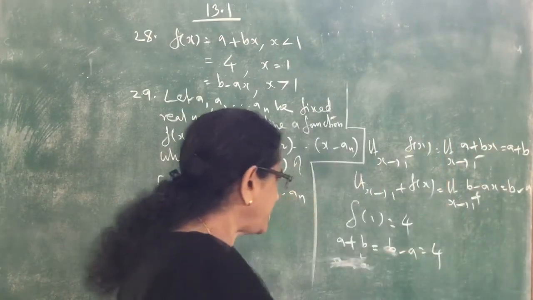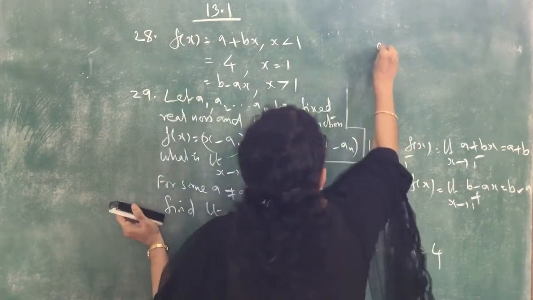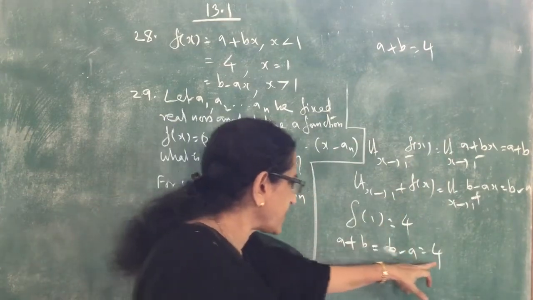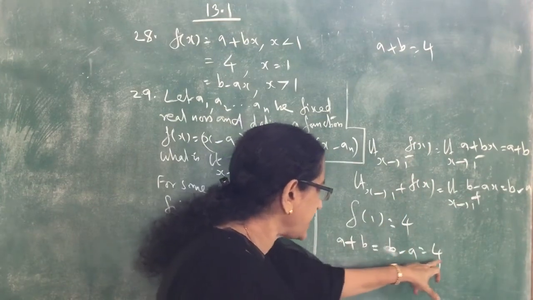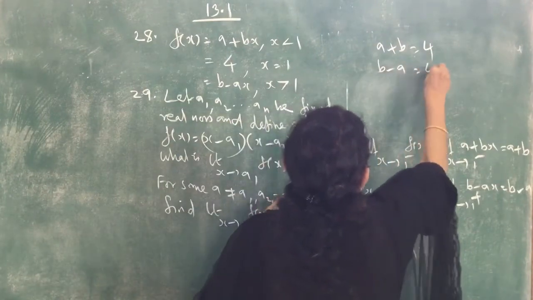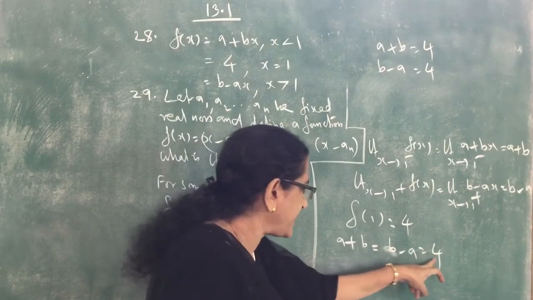So from this we get a plus b equal to 4. We can write a plus b is equal to 4 and b minus a equal to 4. Both are equal to 4: a plus b equal to 4 and b minus a equal to 4.